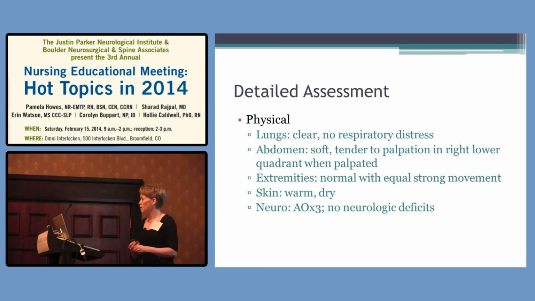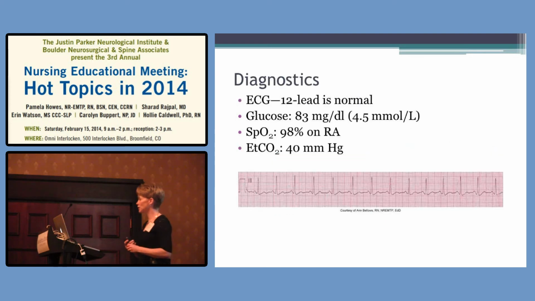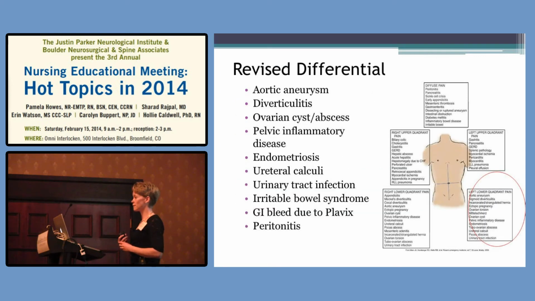Lungs are clear. Belly soft, except she has pain in that right lower quadrant when you palpate her. Huh, that doesn't make any sense, right? Could it be her appendix? Okay. Still, it could be diverticulitis, right? Absolutely. Okay. She doesn't have any neurodeficits. This is her EKG. Her glucose looks good. Now, what do you guys think is this lady's issue? I'm going to give you some hints.